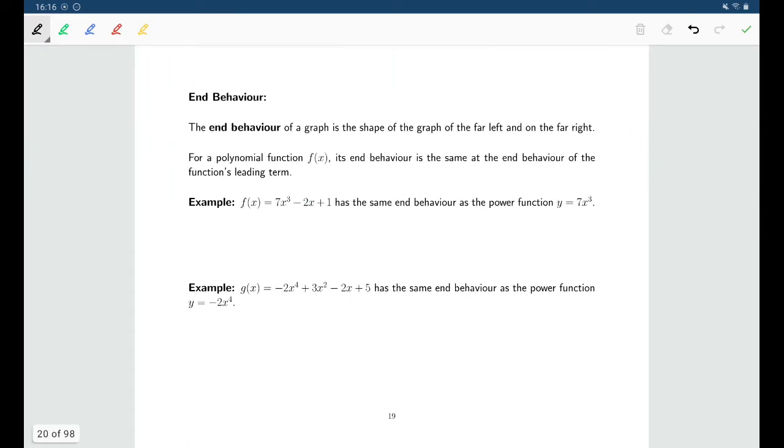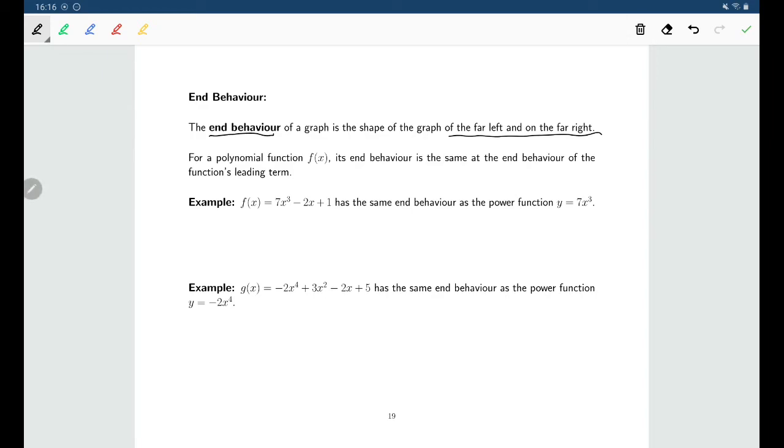So the last thing to talk about before we can graph any polynomials is the end behavior. And when I say the end behavior, I'm talking about what the graph is doing on the far left and on the far right. Because we already know what's happening in the middle. That's what the x-intercepts tell us. But what we need to know is, after we've left our last x-intercept, is the graph going to be heading up, or is the graph going to be heading downward?